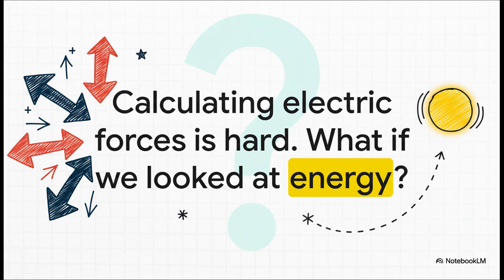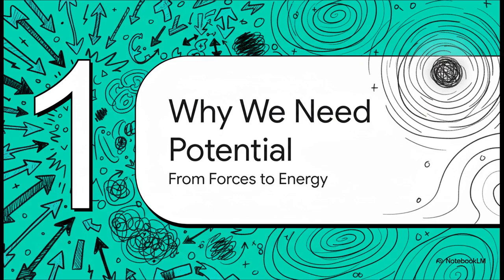Look, if you've ever tried adding up a bunch of electric force vectors, you know it can be a real headache. You're juggling magnitude, direction, x components, y components. It's just a mess. But what if there was a better way? What if we could just ditch all those arrows and work with simple numbers instead? Well, that's exactly the promise of looking at things from an energy perspective. And that's our jumping off point.